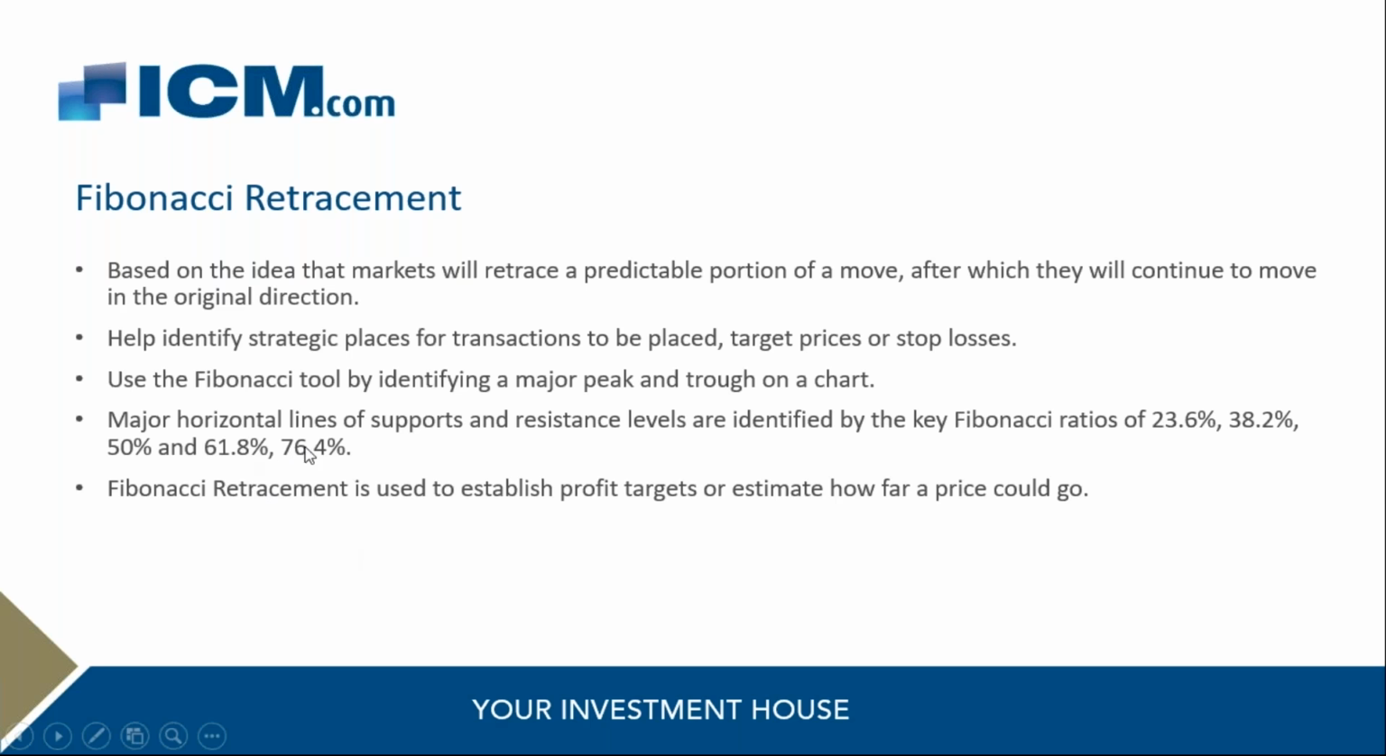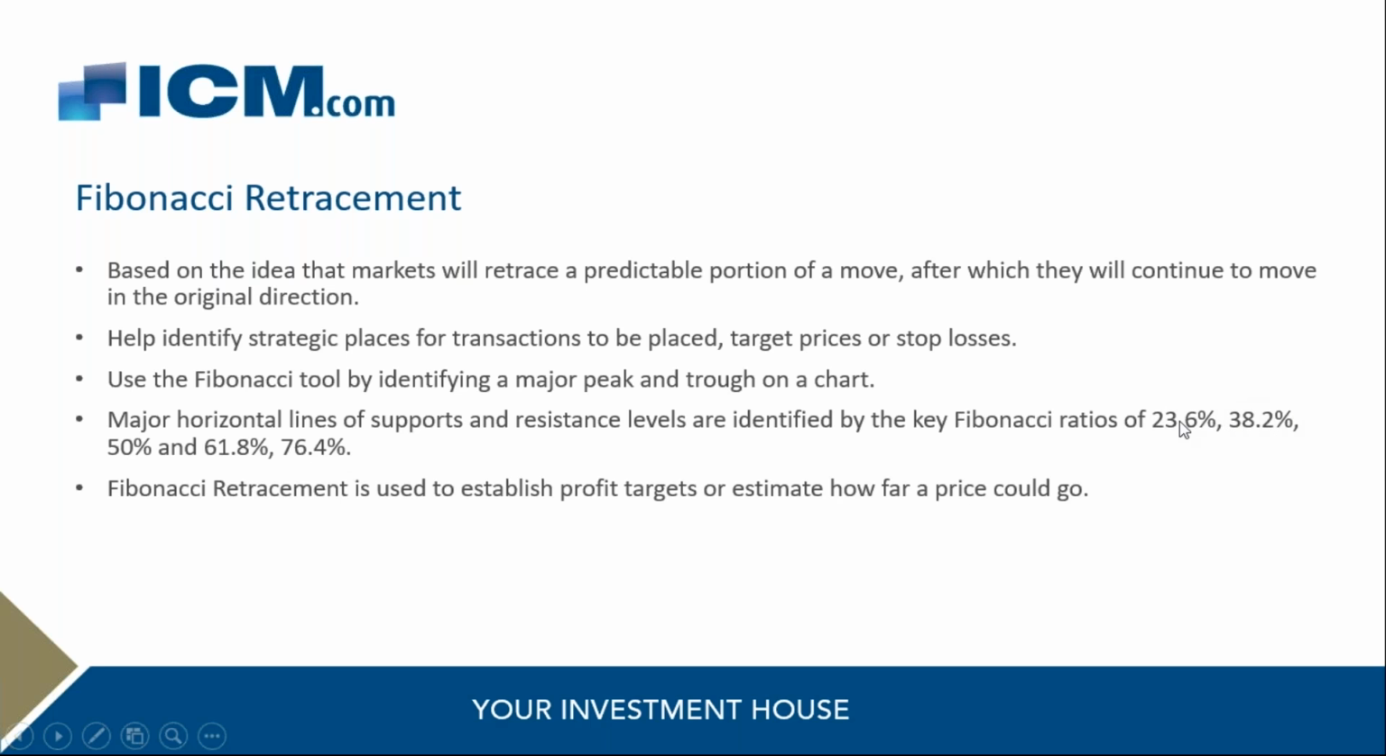Here you can see the major levels of support and resistance identified by the Fibonacci ratios: 23.6, 38.2, 50, 61.8, and 76.4. So these are the major levels. For example, when the market is in an uptrend and corrects to 23%, there is a chance to bounce back from this level. Or if the market corrects back to 38%, there is a chance to bounce back.